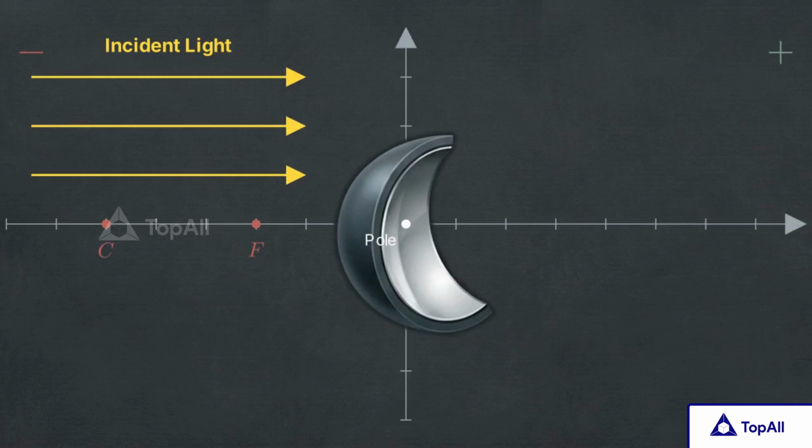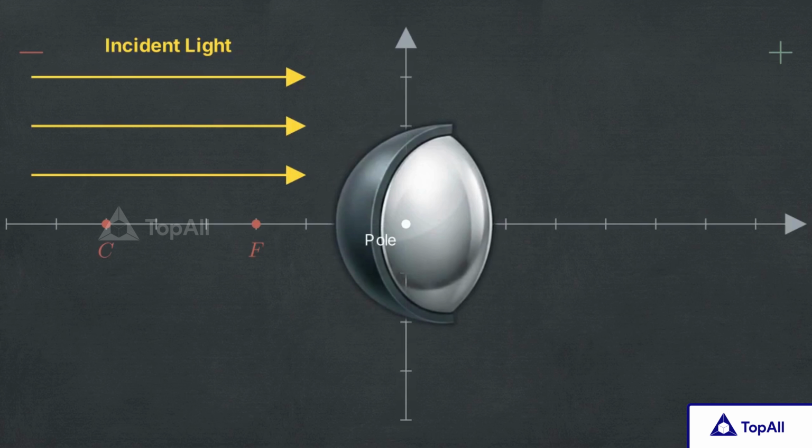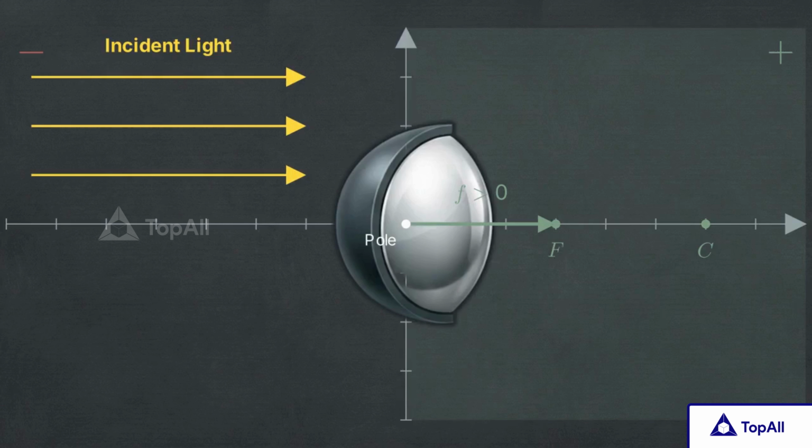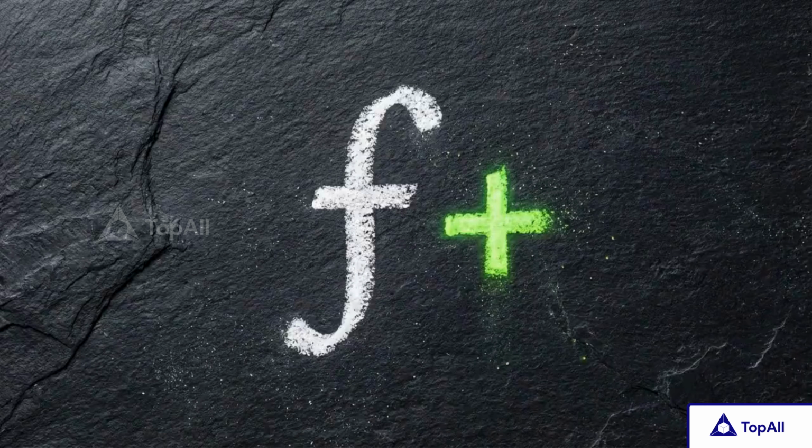But if we change the physical setup to a convex mirror, the center of curvature and the focal point shift to the space behind the reflective surface. Tracing the new measurement from the pole to the convex focal point means we are now moving with the light vector. That forward measurement dictates a universally positive focal length for convex mirrors.